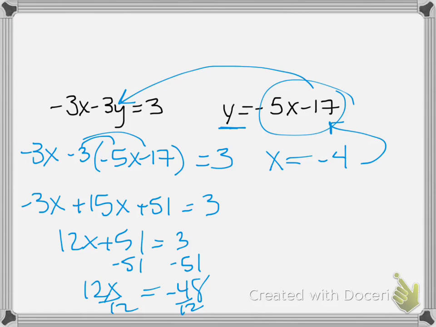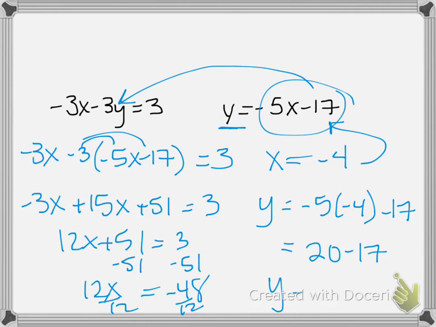So now let's plug it back in with y by itself. So we're going to get y equals negative 5 times negative 4 minus 17. Negative 5 times negative 4 is 20. 20 minus 17 is 3. So they intersect at negative 4, 3.